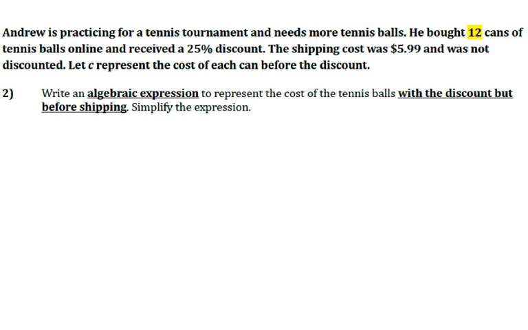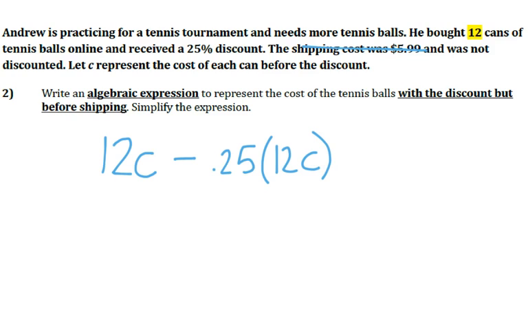Number 2, write an algebraic expression to represent the cost of the tennis balls with the discount, but before shipping. Here we're going to exclude the shipping part. From number 1, we know that the original cost was 12C. Now we want to take 25% off, so we're going to decrease, since it's a discount, by 25 hundredths times the original cost, which is 12C.